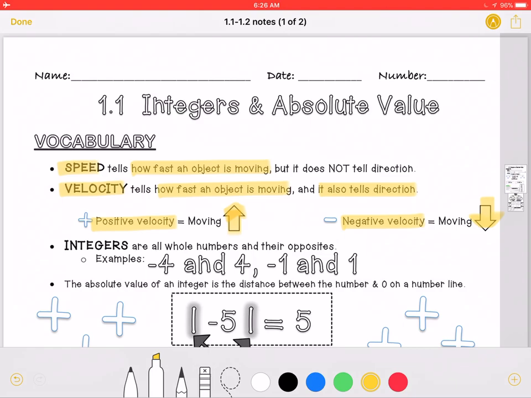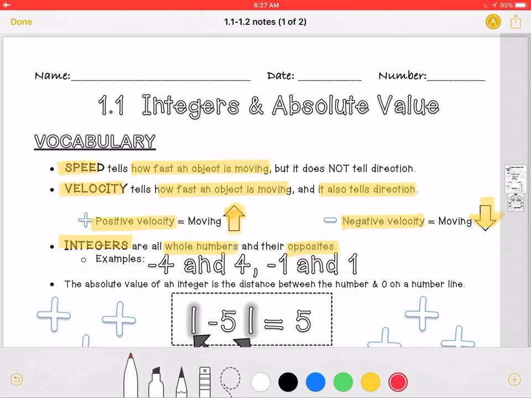Now, what are integers? This is what our entire first chapter is about. That's all of our positive and negative whole numbers. All we're going to deal with this chapter are whole numbers. Chapter 2 is when we get into those decimals and fractions, what we call rational numbers. So integers are our whole numbers and their opposites, meaning it's all that's positive and negative versions of the numbers. So an example of a pair of integers are -4 and 4. Another pair would be -1 and 1.